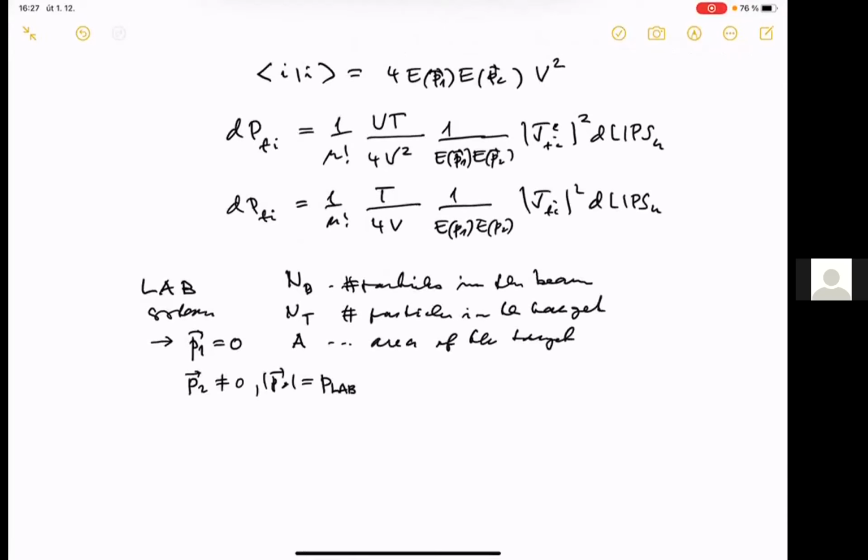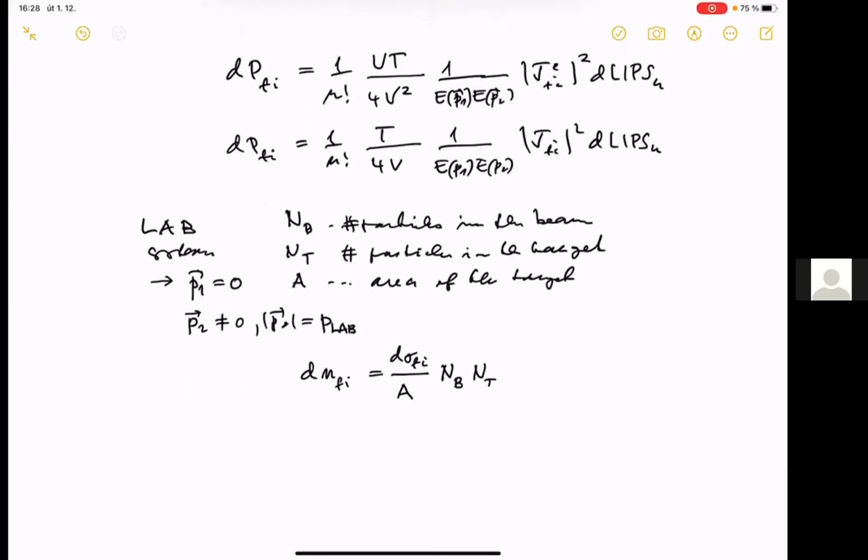Then the differential cross-section is defined such that the number of particles scattered from the initial state to the final state is just proportional to the number of particles in the beam, the number of particles in the target, times this differential cross-section over the area of the target. That means this has some geometrical meaning. We can associate to each target particle some area, which corresponds to this differential cross-section sigma_FI. And if there are N_T particles in the target, then the complete area associated to these N_T particles is just sigma_FI times N_T. And the complete area of the target is just A.